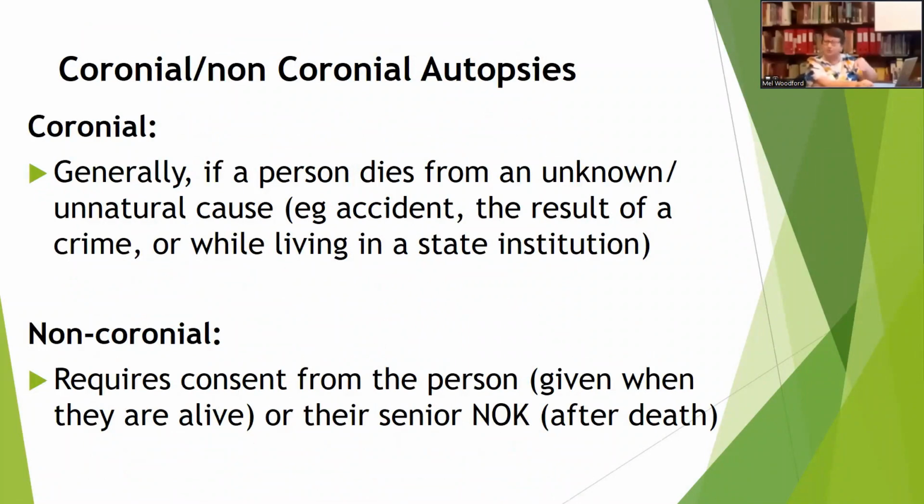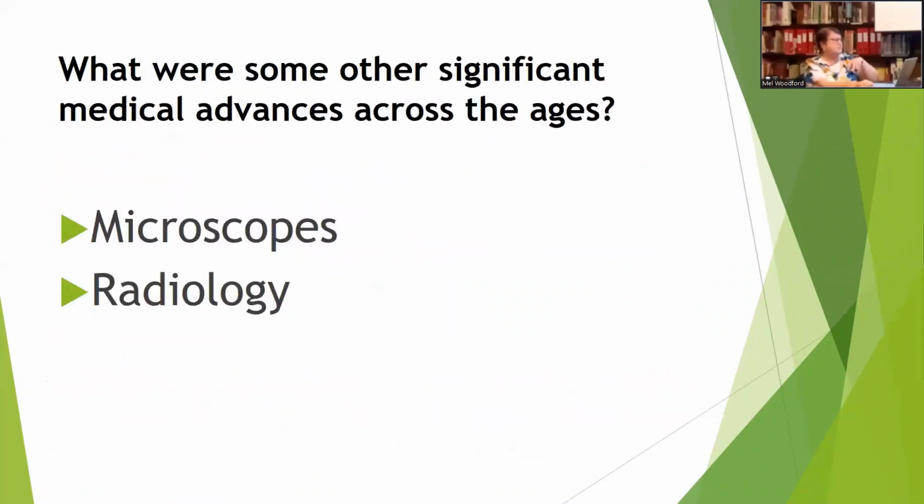So they're coronial or non-coronial. Generally, if a person dies from an unknown or unnatural cause, accident, result of a crime, or if they're living in an institution like a jail, that would be a coronial autopsy. But a non-coronial autopsy requires consent either from the person who gave it when they were still alive, i.e. in their advanced care directive, or their senior next of kin after death. So they're the 2 types of autopsies.